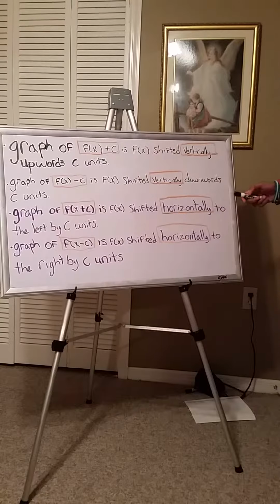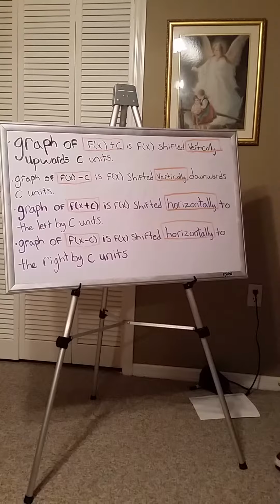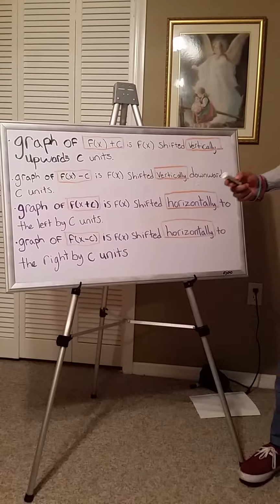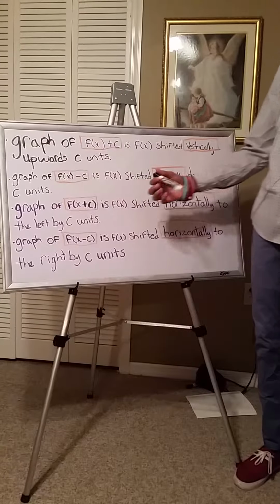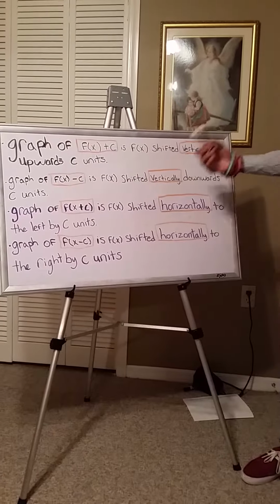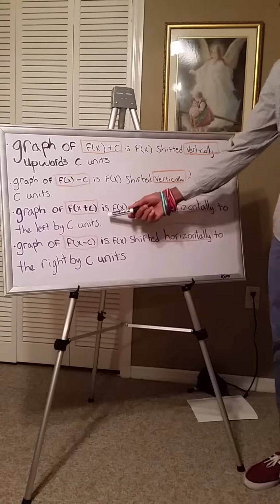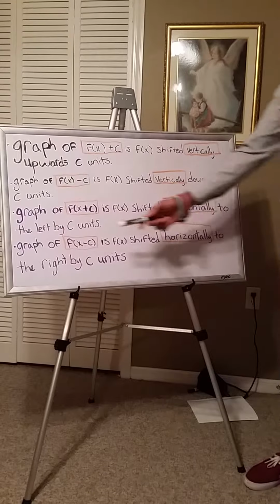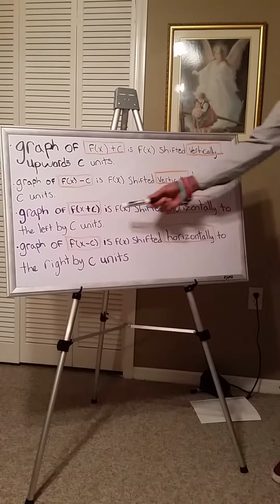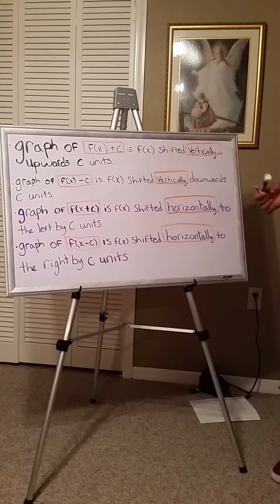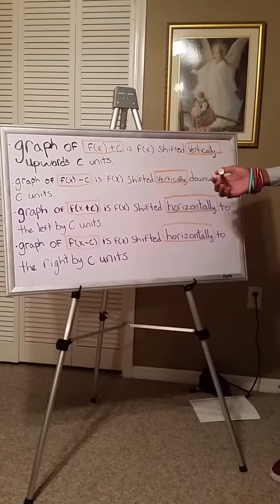And for the next two definitions, we'll be discussing horizontal translations. And for this one, the definition reads graph of f of x plus c, and you notice the plus c is inside the parentheses with the x, which makes it a horizontal translation, is f of x shifted horizontally to the left by c units. Now this is a little bit odd because your c is positive, but when it's inside the parentheses, the translation will be to the left, which is on the negative side of the x-axis.